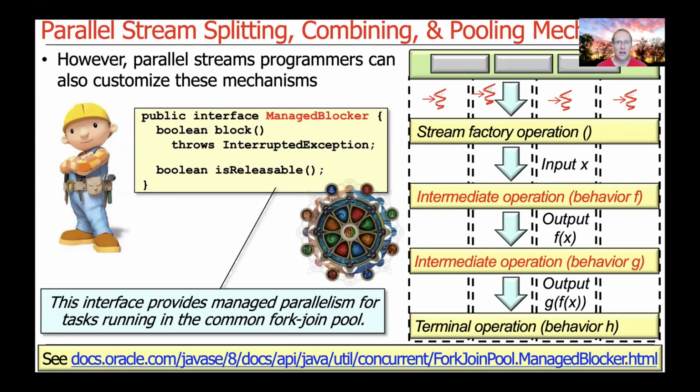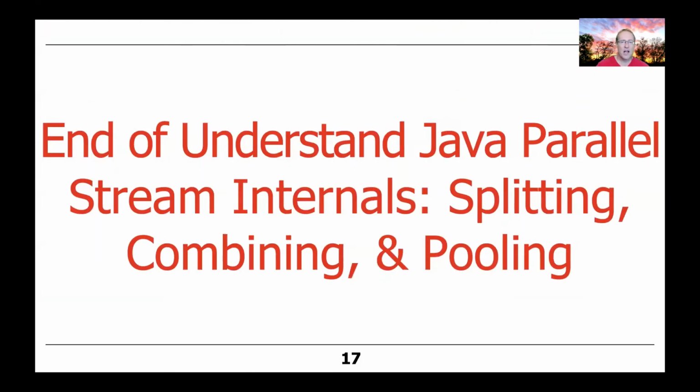We will definitely talk in this course about the common fork join pool, and I'll explain it from the point of view of how you program it using parallel streams. But if you really want to know all the gory details about the common fork join pool, you'll need to go take my companion course next semester that's going to talk about this in more detail. So that's just a quick overview of some of the things that can be managed and controlled and customized through splitting, combining, and pooling with parallel streams. And then we'll explore some other dimensions of this in other videos that come later in the course.